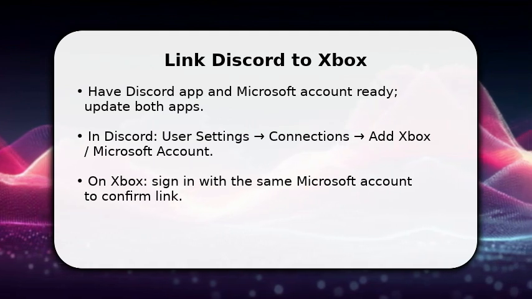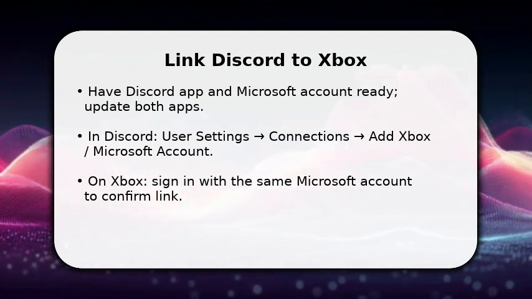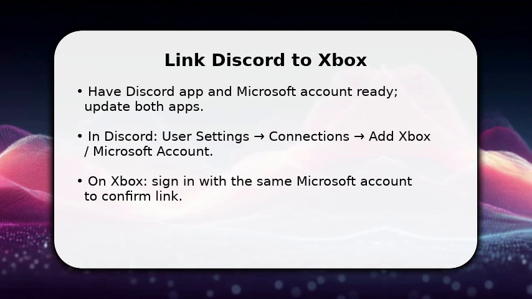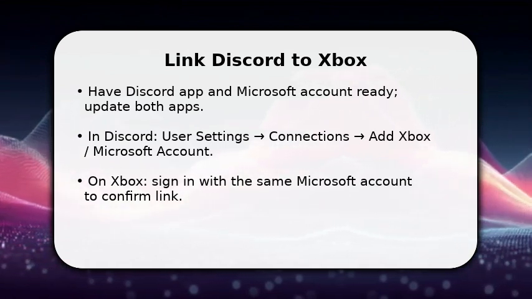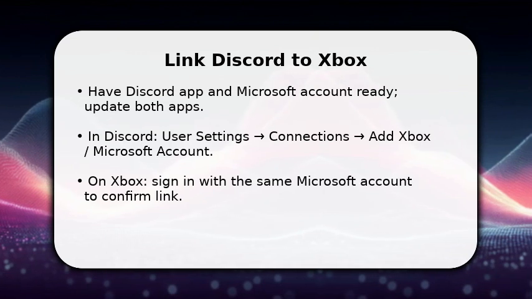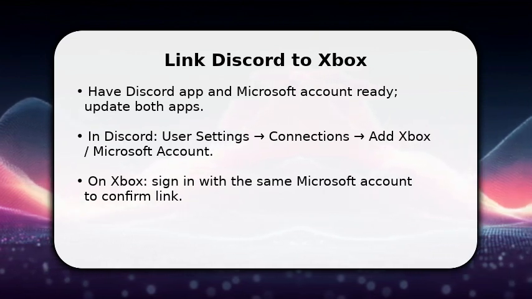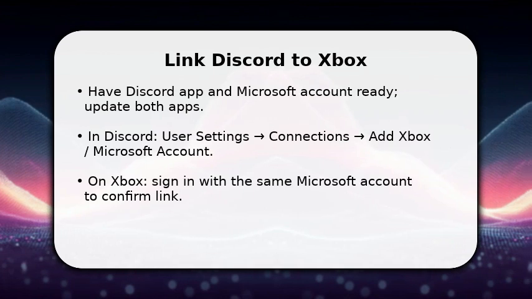On your Xbox console, make sure you're signed into the same Microsoft account. This is the bridge. If accounts mismatch, notifications won't route. After linking, move on to Permissions and Notification Preferences, so Xbox and your phone both can receive alerts.